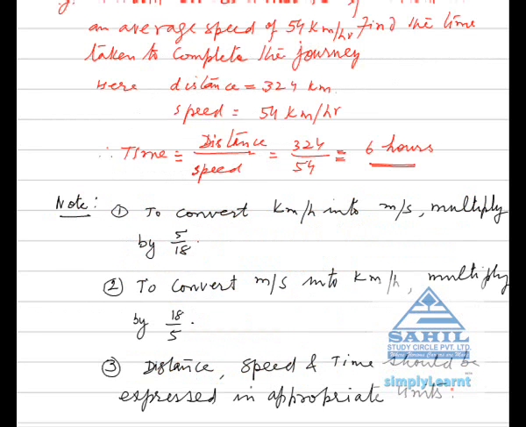Note, number 1, to convert kilometers per hour into meters per second, multiply by 5 divided by 18. Number 2, to convert meters per second into kilometers per hour, multiply by 18 by 5. Number 3, distance, speed and time should be expressed in appropriate units to get the desired results.